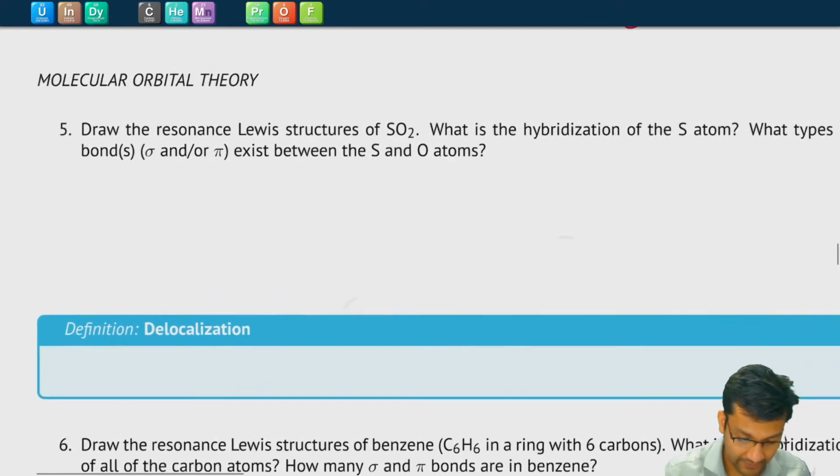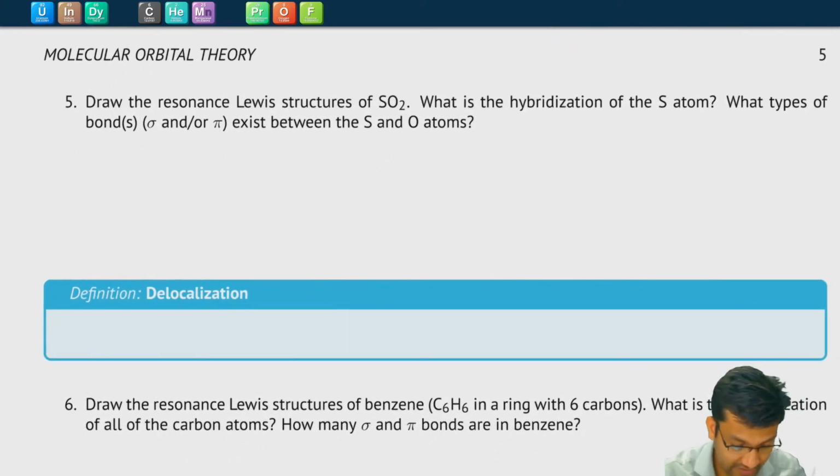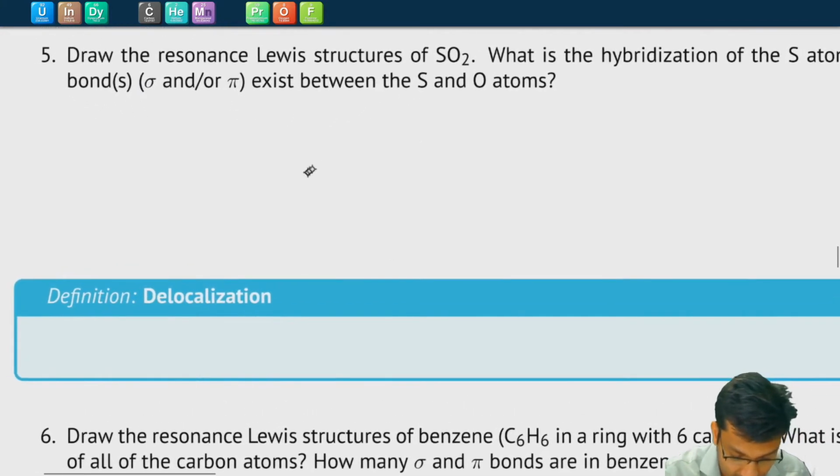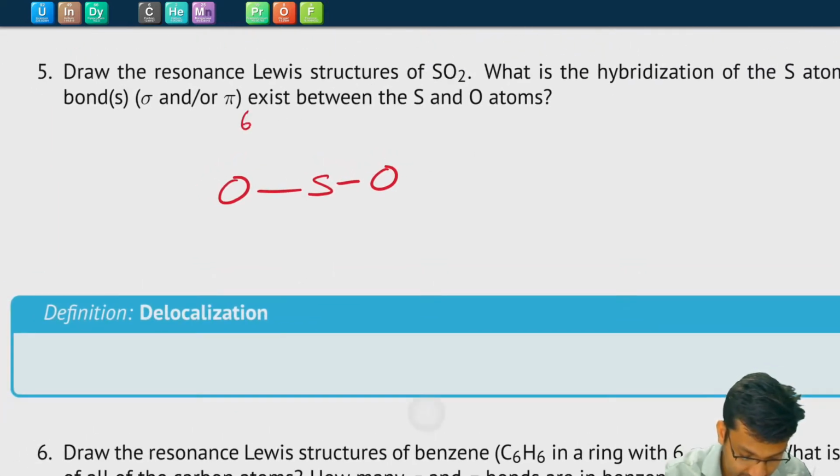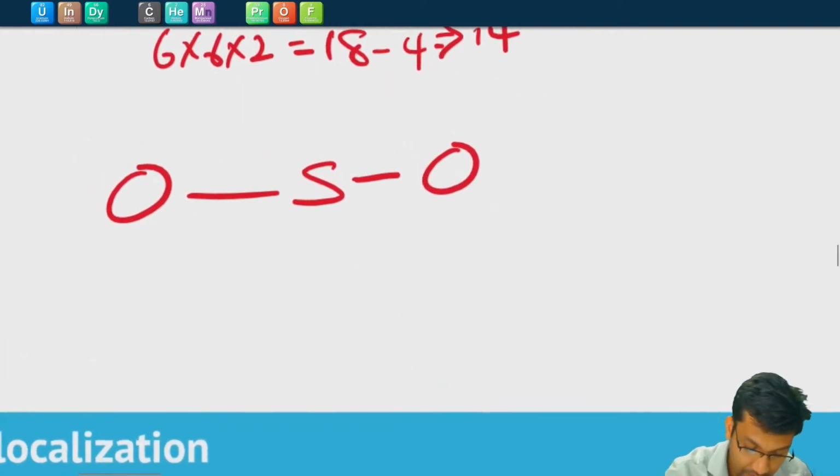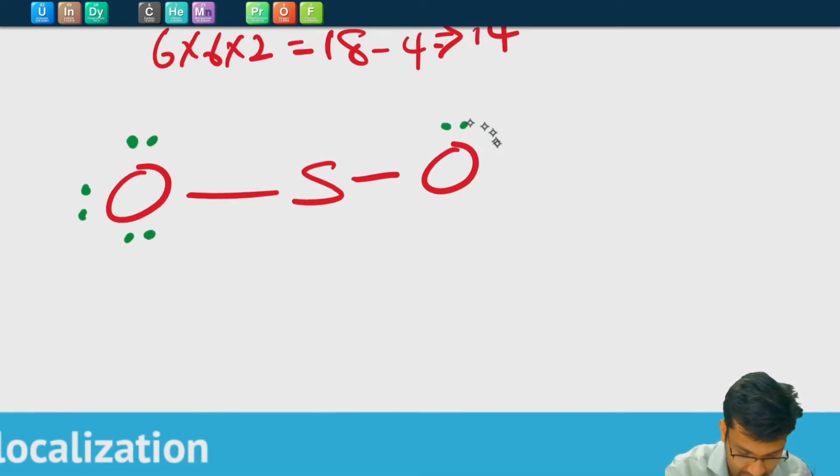Okay, let's look at number 5. If you haven't yet, please draw the Lewis structure of SO2 on your own. Then you can unpause and we'll do it together. Okay, the Lewis structure for SO2, I'll draw it like this. We have 6 valence electrons from sulfur, 6 from the oxygen. There's 2 of them. That gives us 6 + 12 = 18 valence electrons. And we already have 4 from the various bonds, so that means that we have 14 left to redistribute. I'll put them on the oxygens first. 2, 4, 6, 8, 10, 12, 14.